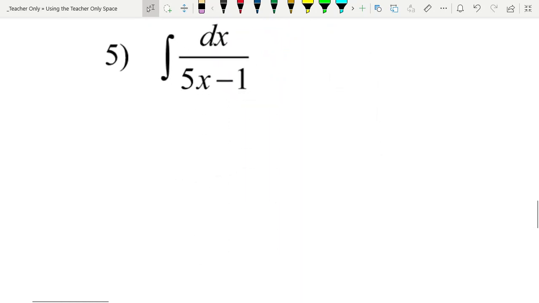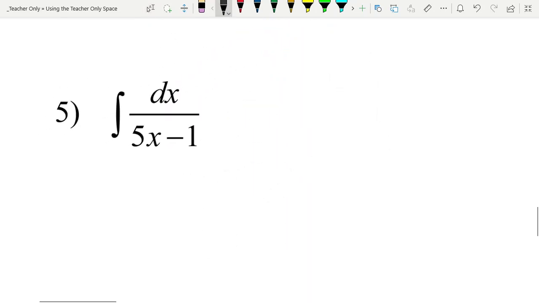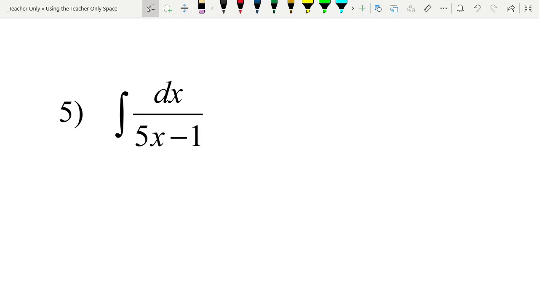Number five. Holy cow, this doesn't look like any of the other problems. Okay, I don't have a chain rule to work with. This isn't a basic antiderivative. I cannot write this as 5x to the negative 1 minus 1 to the negative 1, because that's not how math works, right? So I'm kind of stuck. I could write it as something like 5x minus 1 to the negative 1 dx, but that doesn't help me.